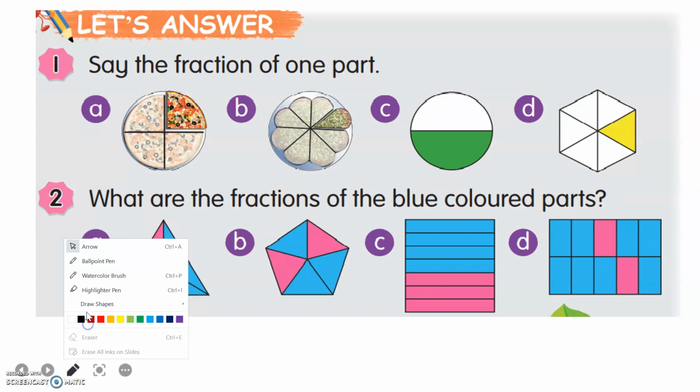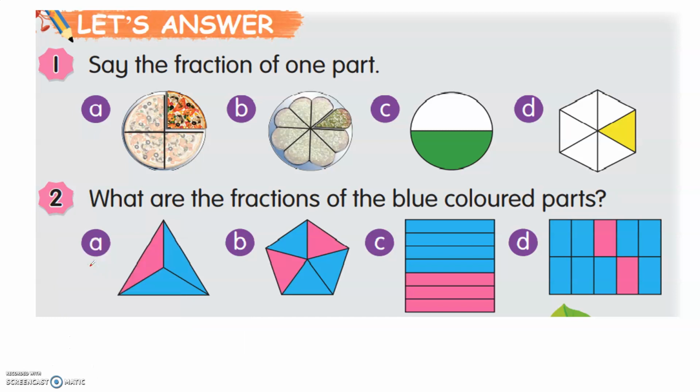In this activity, we are going to write the fraction for the questions. Say the fraction of 1 part. That means we should find it for the 1 part only. How many parts do we take? 1 over what is the total of the whole parts? 1, 2, 3, 4. 1 over 4. Okay, I took only 1 part. 1 over, we should find the total of the whole parts here. 1, 2, 3, 4, 5, 6, 7, 8. The fraction will be 1 over 8.